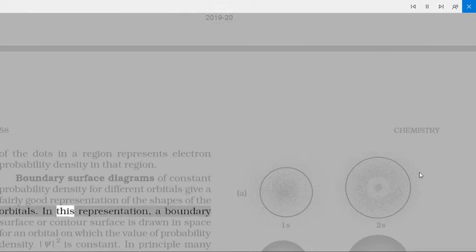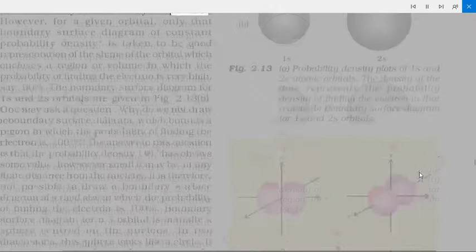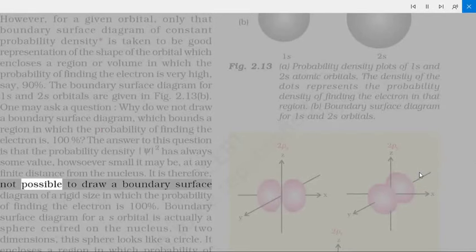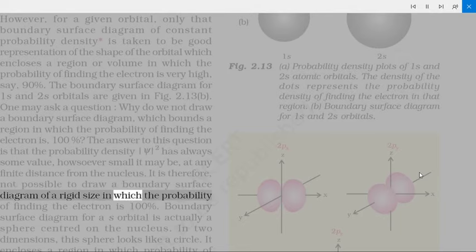In this representation, a boundary surface or contour is drawn in space for an orbital on which the value of probability density |psi|^2 is constant. In principle, many boundary surfaces may be possible. However, it is not possible to draw a boundary surface diagram of a rigid size in which the probability of finding the electron is 100%, since the probability density never becomes zero away from the nucleus.